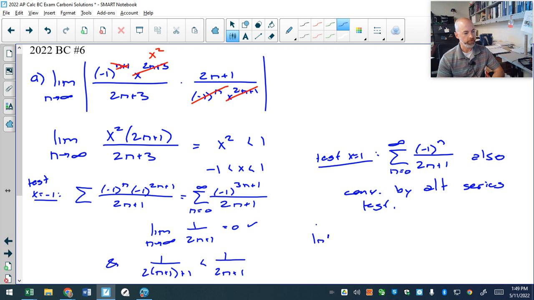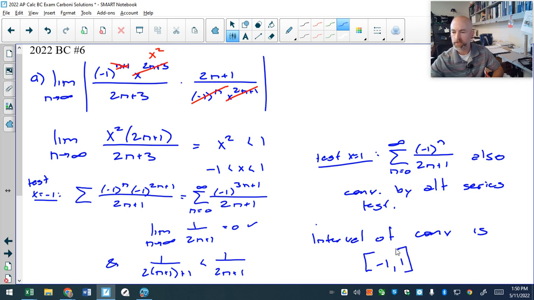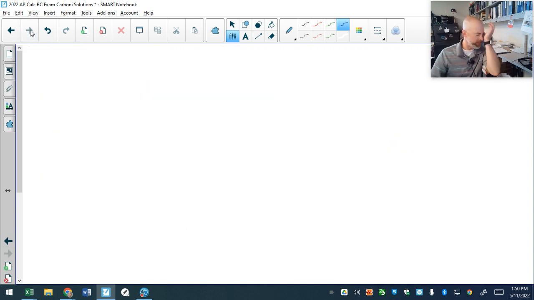Therefore, the interval of convergence is -1 to 1, including both endpoints, and we're good. All right, number B, I may just go on to the next page.